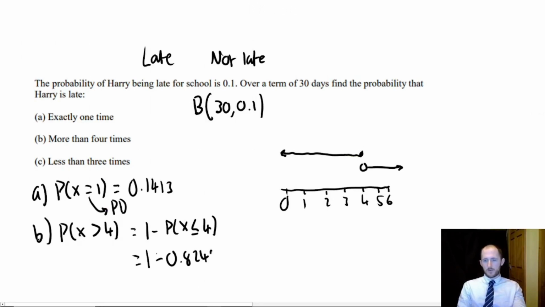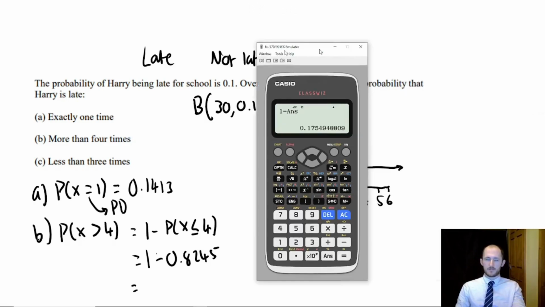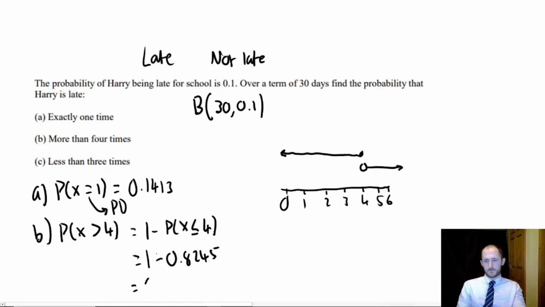Now, I know what you're going to say, it's a bit tedious to try and type this in, but what you can do is once you have that value, go to menu, press the number 1 or go over to calculate, and then do 1 minus answer, and it will give you your value. And then again, 4 decimal places, so 0.1755. So hopefully that makes sense.